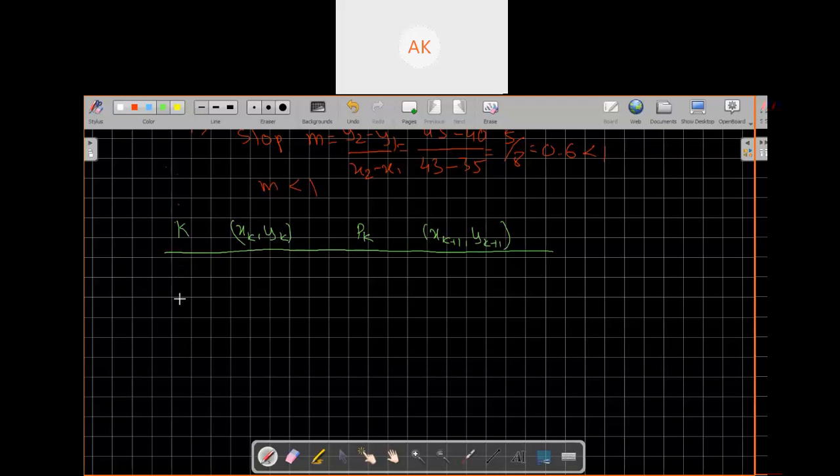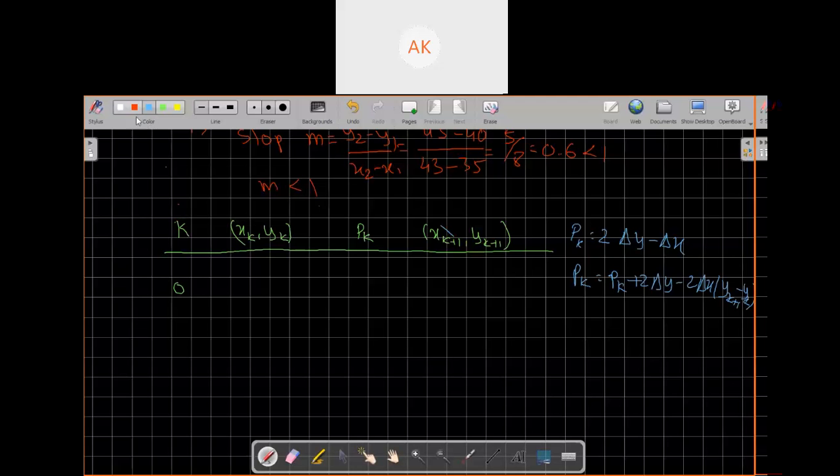First iteration. First calculate the value of pk. For calculating the value of pk, what is the formula for pk when m is less than 1? It is 2 delta y minus delta x. And for pk+1, the formula is pk plus 2 delta y minus 2 delta x times (yk+1 minus yk). This is the formula we have derived for when m is less than 1.